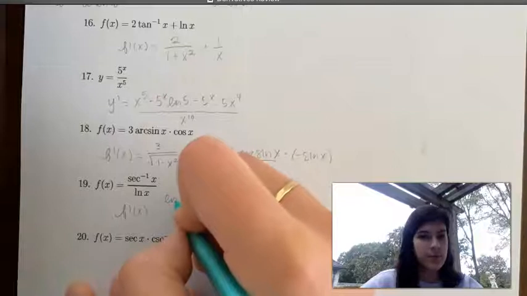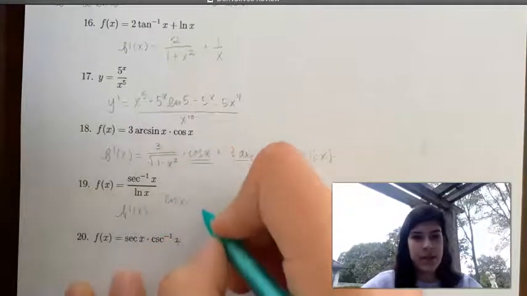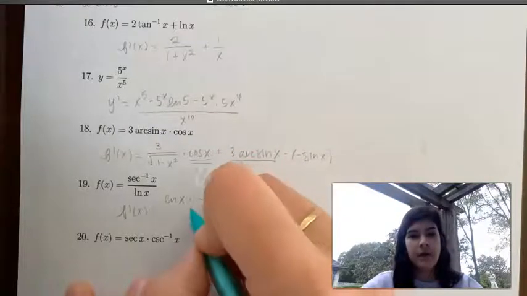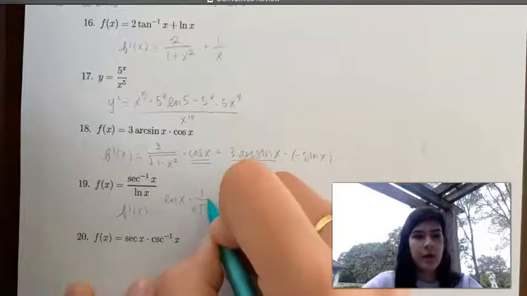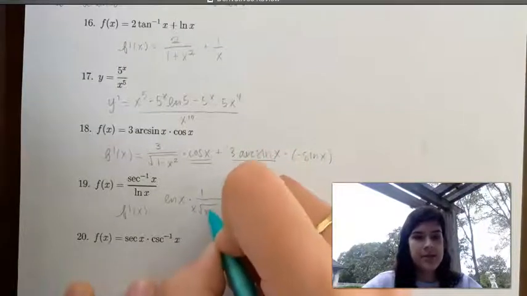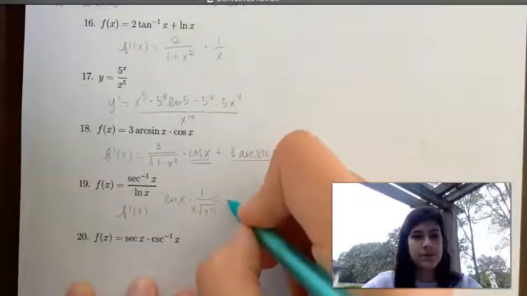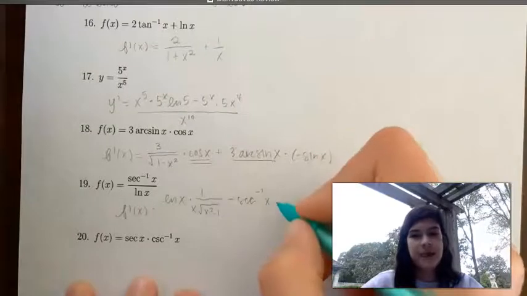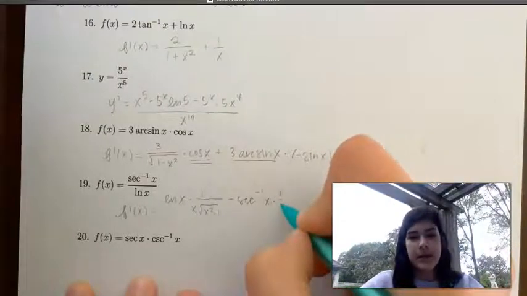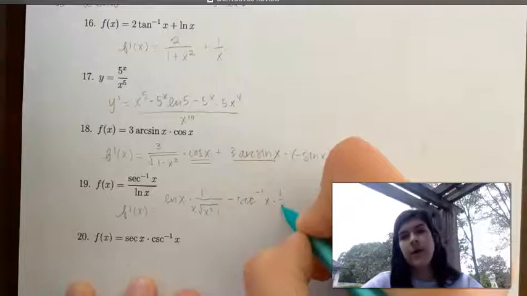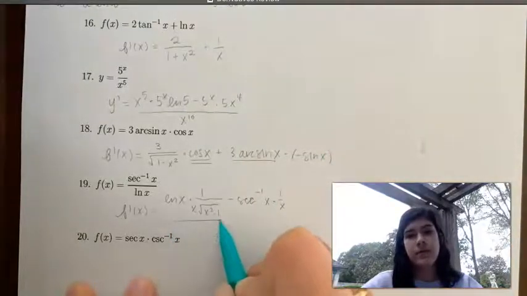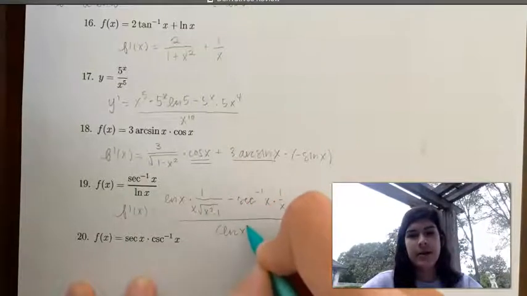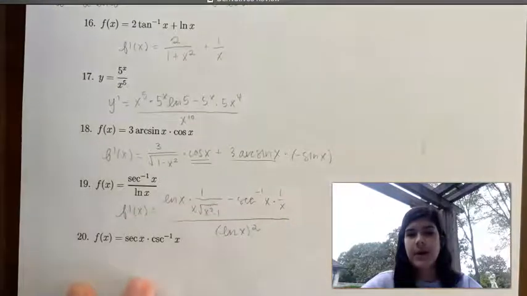So starting this quotient rule on number 19, we're just going to keep the same. And then, of course, the derivative of inverse secant is 1 over x root x squared minus 1. That one's really tricky. I always forget that one. So then minus, of course, we're rewriting inverse secant, and then to take the derivative of ln of x, it's 1 over x, and then don't forget your denominator. So I'm just rewriting ln of x, and then squaring it.